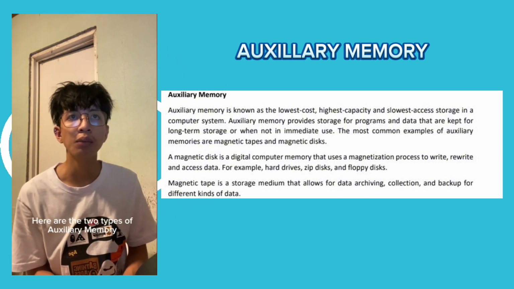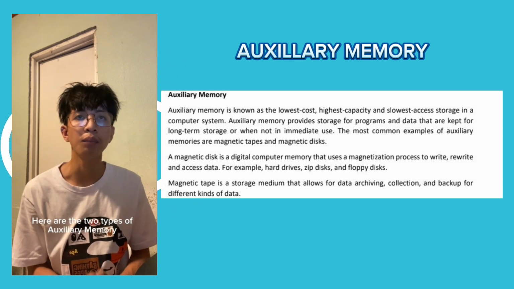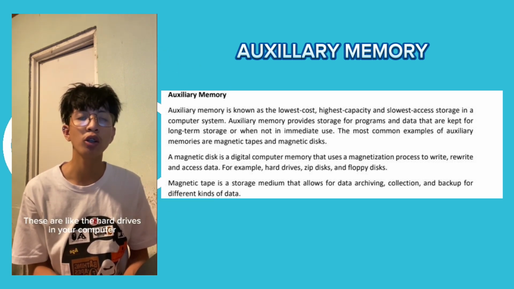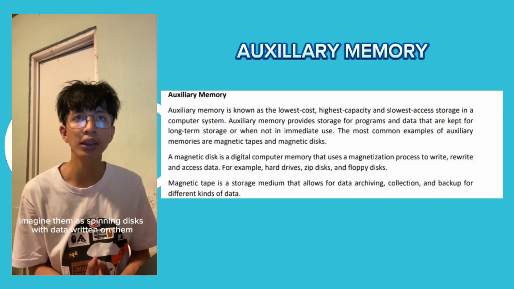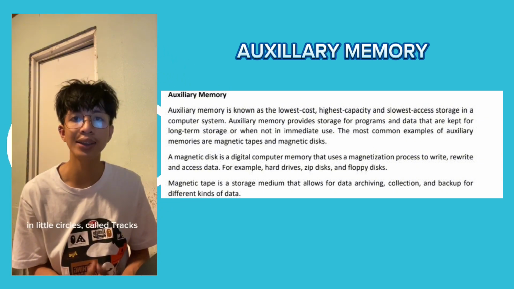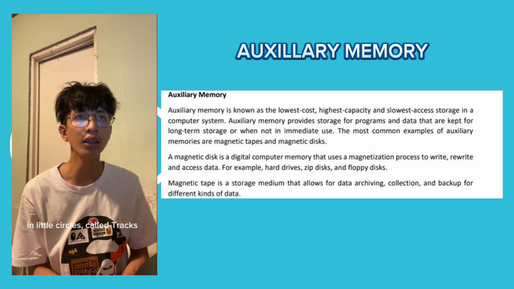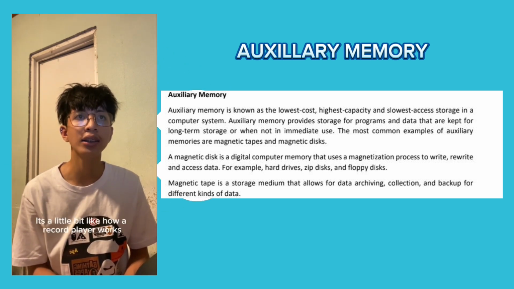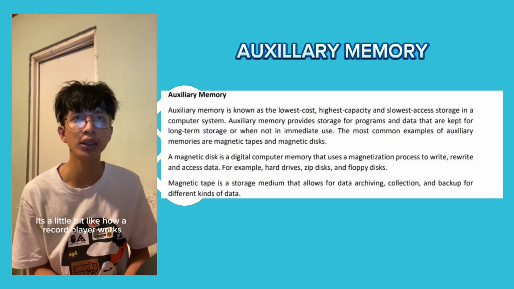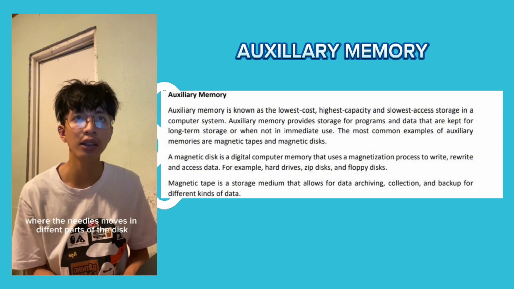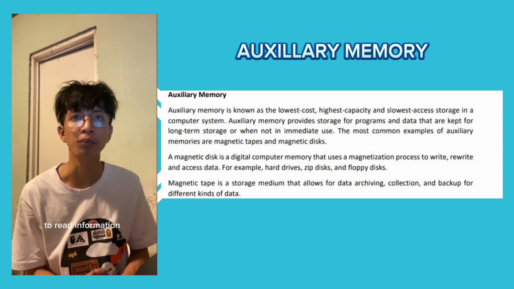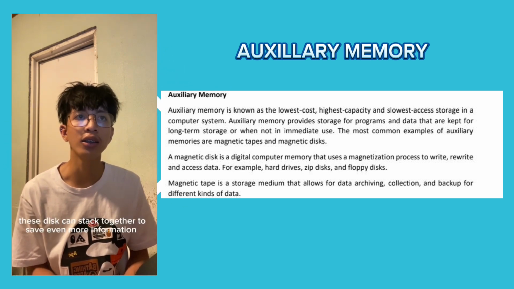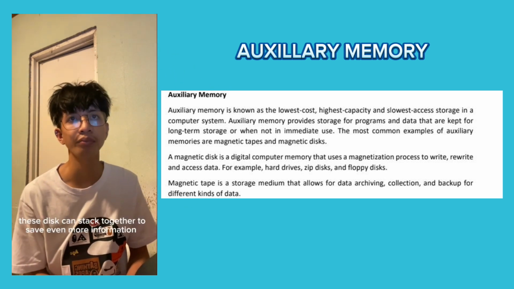Here are the two types of auxiliary memory. Magnetic disk. These are like the hard drive in your computer. Imagine them as spinning disks with data written on them in little circles called tracks. These tracks are divided into smaller sections called sectors. It's a little bit like how a record player works, where the needle moves to different parts of the disc to read information. The cool thing is, these discs can be stacked together to save even more information.